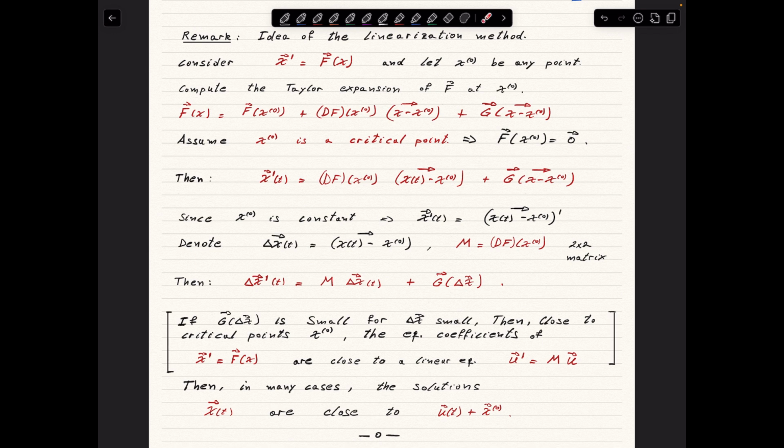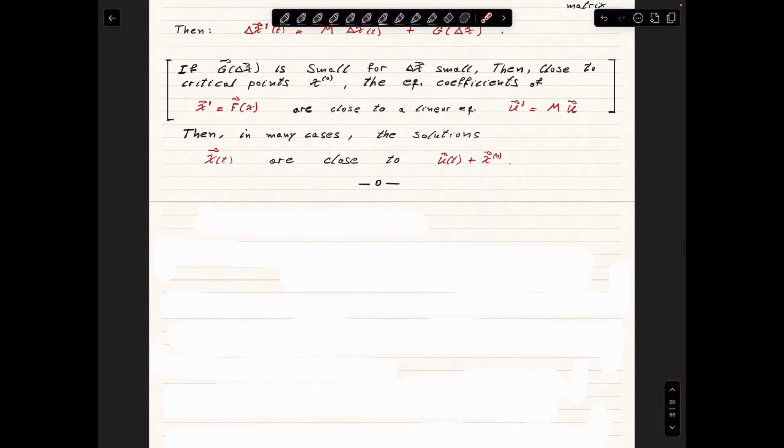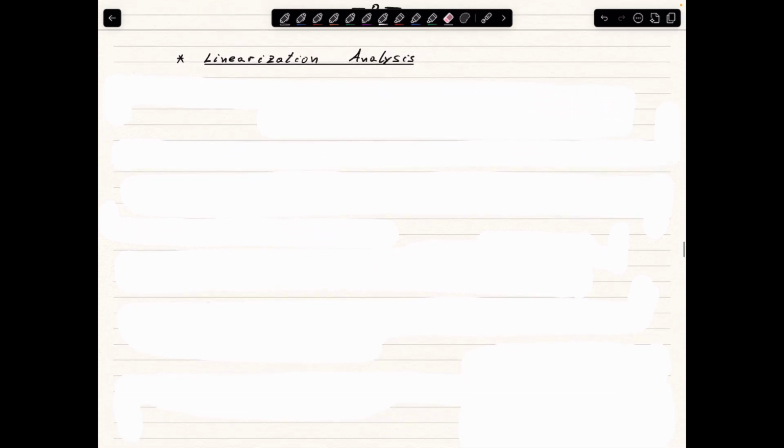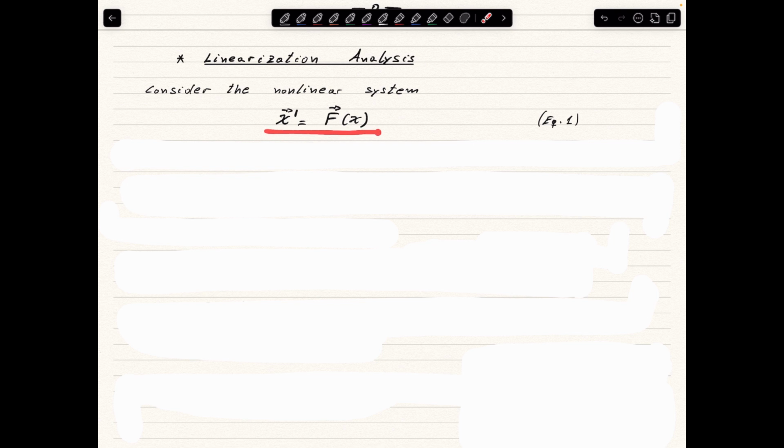So what we did here is we mentioned the idea to find qualitative behavior of solutions of a nonlinear system by computing these linearizations. Okay, so now let's write down a summary of the calculations we need to do step by step in this linearization analysis. Recall, the linearization analysis is to try to find qualitative behavior of solutions of a nonlinear system.